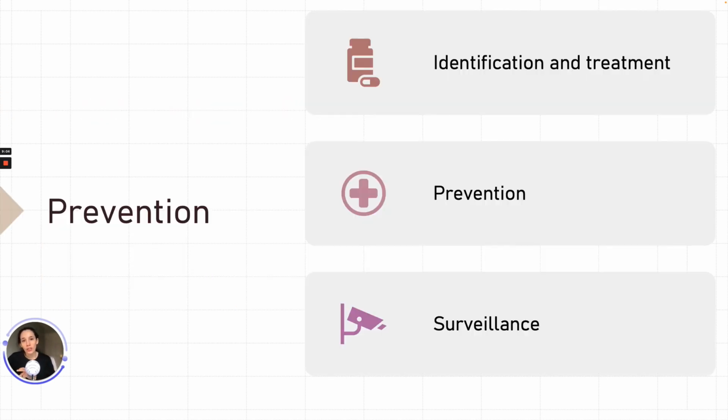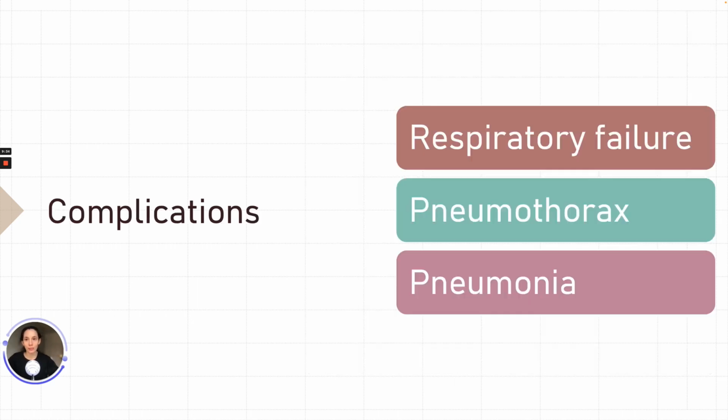So prevention. Identification and treatment is important. Early identification of a person with active TB so we can get them on the correct medications. Prevention of the spread of the infection through control methods, by reduction of contamination in indoor air, and surveillance. So maintaining surveillance for TB infection among healthcare workers with routine periodic tuberculin skin testing.